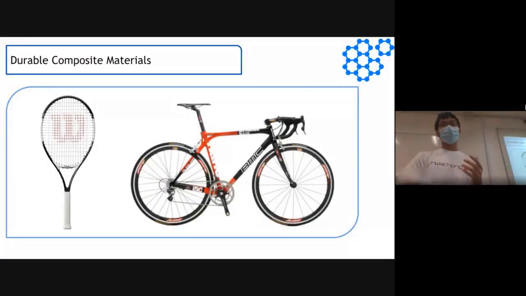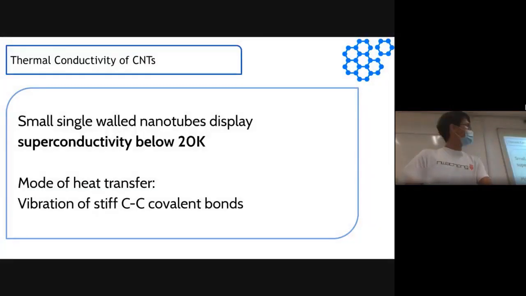However, we can see that nanotubes are actually applied not as a main material, but as an additive to further strengthen everyday, commonly used materials. And we can see this being used in tennis rackets and even bicycle frames. And carbon nanotubes turn out to be superconductive below 20 kelvins.